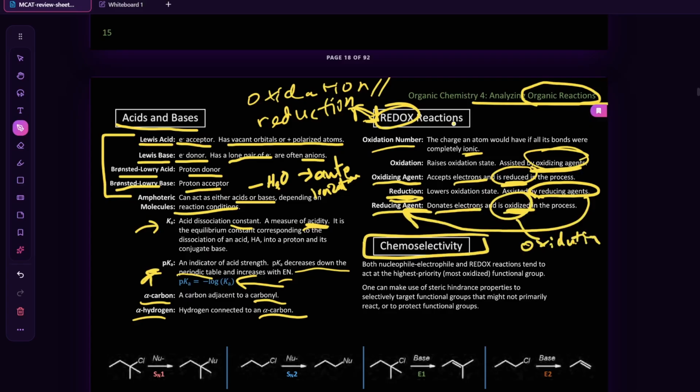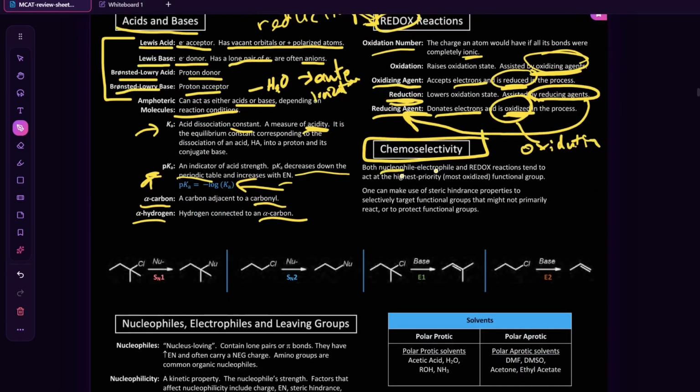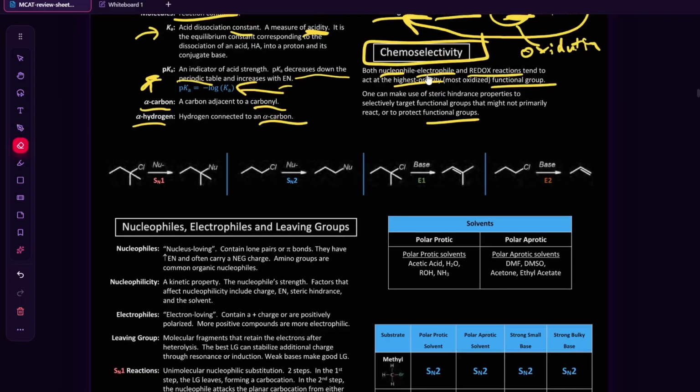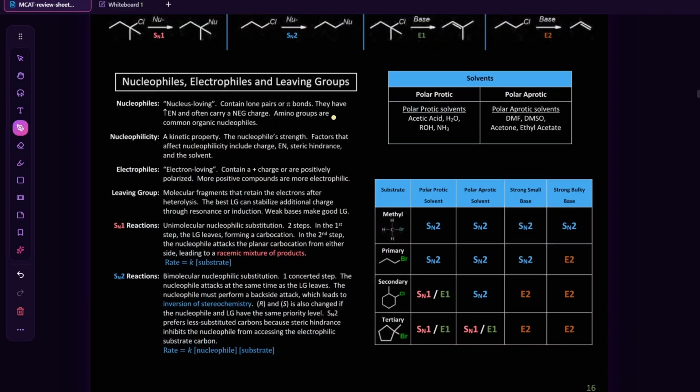Right? Chemoselectivity is when both nucleophile and electrophile in redox reactions tend to act on the highest priority, most oxidized functional group. One can make use of steric hindrance properties to selectively target functional groups that might not primarily react, or to protect functional groups. So before you go into chemoselectivity, you need to understand the terminology they're using. They're using nucleophile and electrophile. So we're going to go through this first.